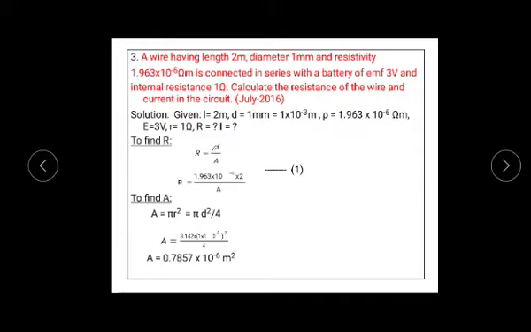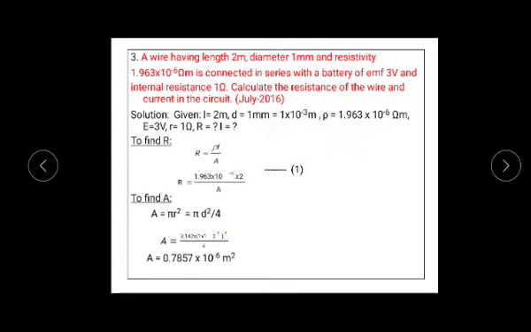So substitute the values now. Rho is 1.963 into 10 raised to minus 6 into L value is 2 meter. So into 2 divided by area is not given. So let us write it as A. Okay. You can name it as equation 1. Otherwise you can continue like that only.